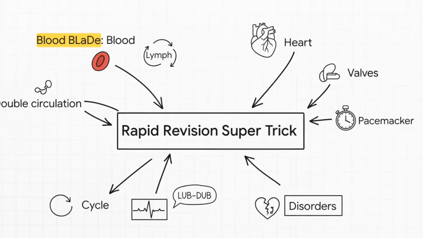Okay, this slide is your golden ticket for a last-minute revision. It's a fantastic super trick to connect everything we've talked about. Just remember, blood BLAH-D for blood, lymph, and double circulation, heart HVP for the heart structure, valves, and pacemaker, cycle CSE for the cardiac cycle, sounds, and ECG, and last, disease D for all the disorders.